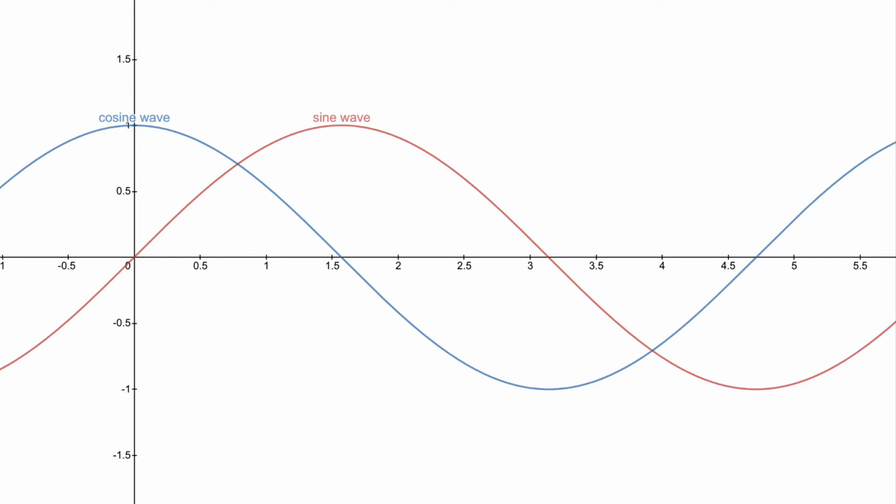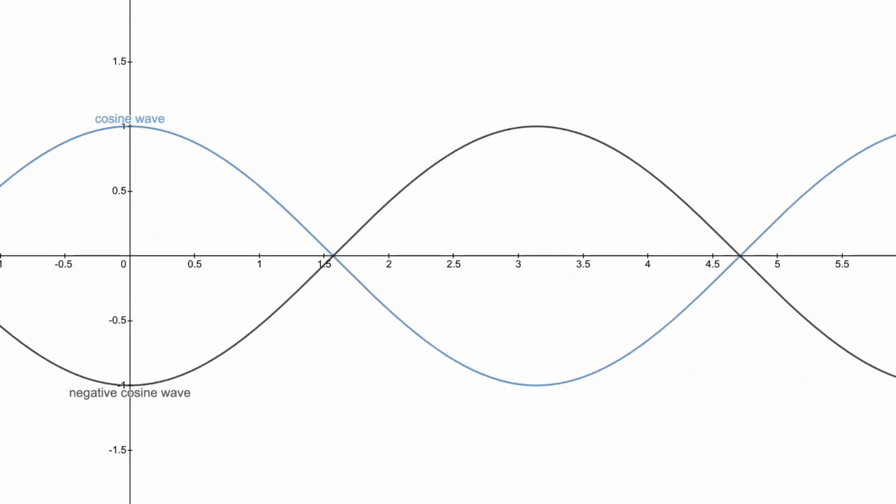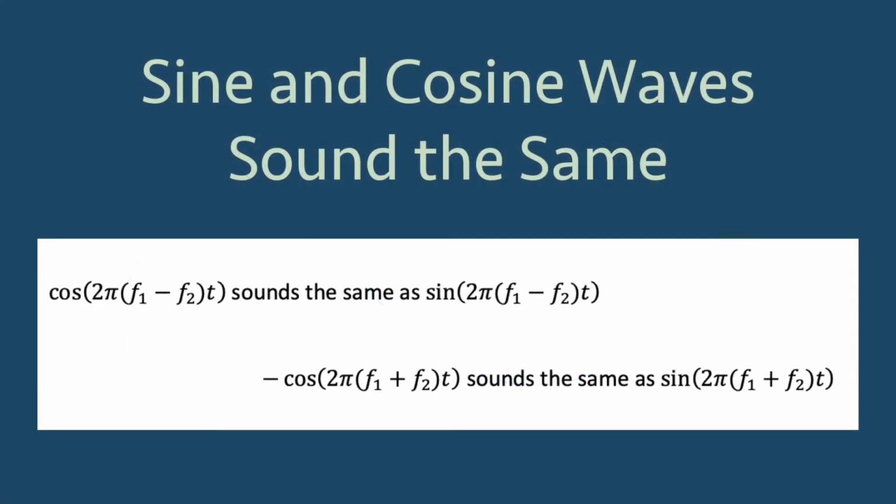However, in real sound, we move away from some of the strict general nature of the theory. From learning about the sine and cosine graphs, we know that they have the same shape and are really just a phase shift from each other. Furthermore, when we negate a sine or cosine wave, it still has the same shape. It has just been flipped vertically over the horizontal axis. What this all means is that cos(2π(f1 − f2)t) sounds the same as sin(2π(f1 − f2)t), and negative cos(2π(f1 + f2)t) sounds the same as sin(2π(f1 + f2)t).